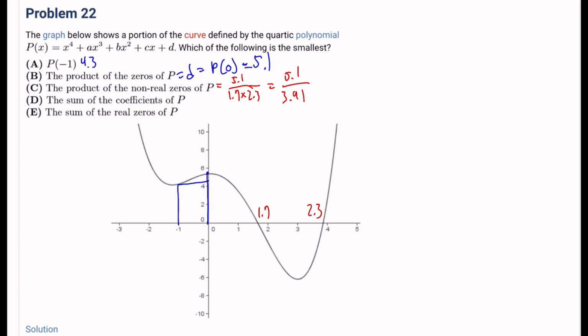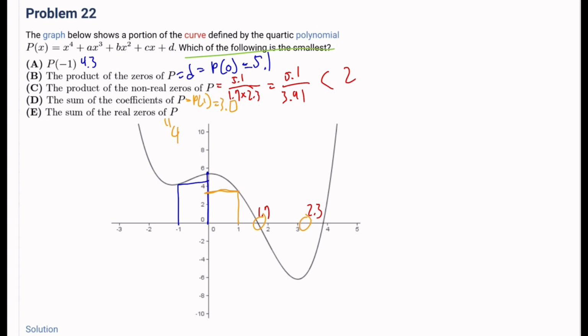So this is going to be less than 2, obviously. And for the sum of the coefficients of p, this is just 1 plus a plus b plus c plus d. This is p of 1, and we get a value of 3 point something, so we don't need the actual value. And the sum of the real zeros of p is just 1.7 plus 2.3, which gives us 4.